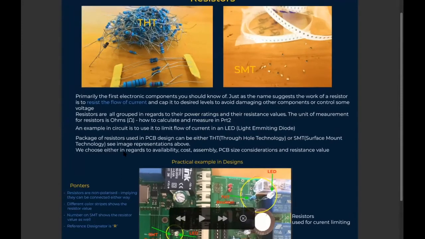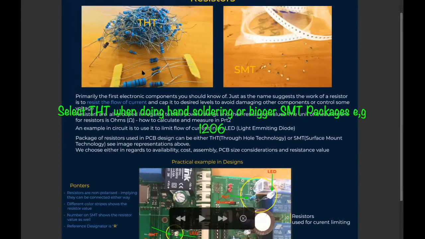We choose either one especially based on availability, cost, and assembly, like who is assembling. For instance, you may not want to choose SMT because you won't assemble the PCB yourself. Maybe the PCB will be assembled by the fab house. And if you're assembling it, you can choose THT because it's easy, bigger, and you can easily deal with it.